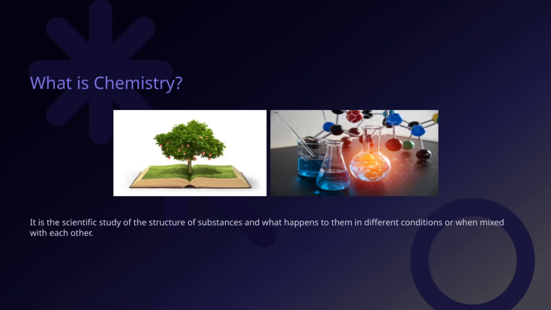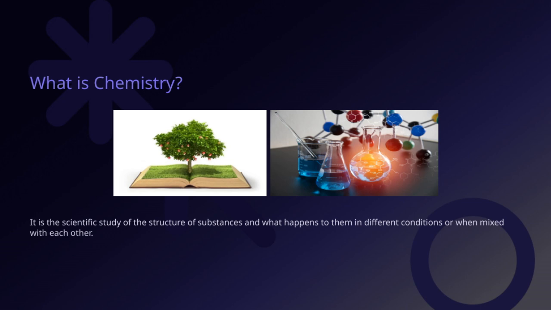Today, we're going to explore what chemistry really is. Essentially, chemistry is the scientific study of the structure of substances, so how their atoms and molecules are arranged. But it's not just about structure. It also looks at what happens to these substances under different conditions. For example, how do materials change when heated, cooled, or mixed with other substances? These changes are fundamental to understanding chemistry.